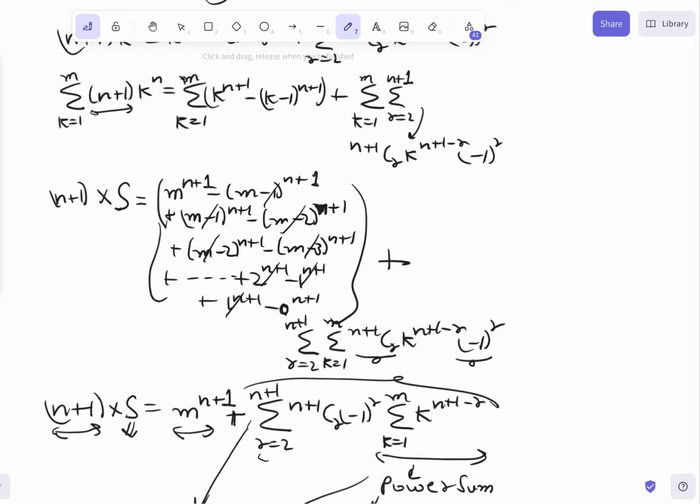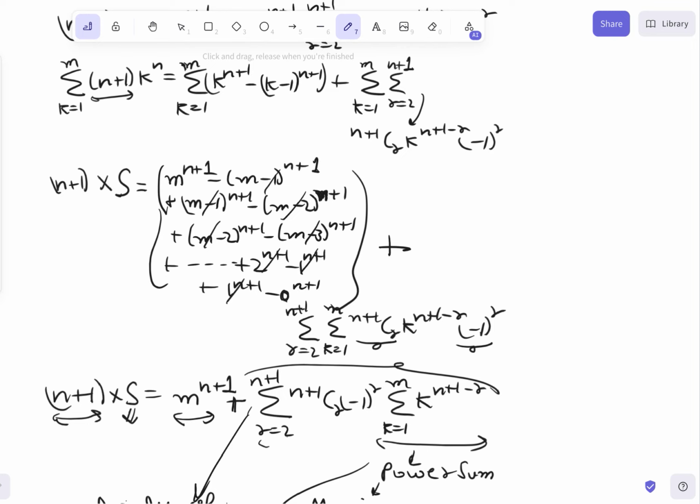The second part here is, since this is a double summation, we'll reverse the order of the summation because it doesn't matter. We are adding the same terms just in a different order, and we'll see why we did that.